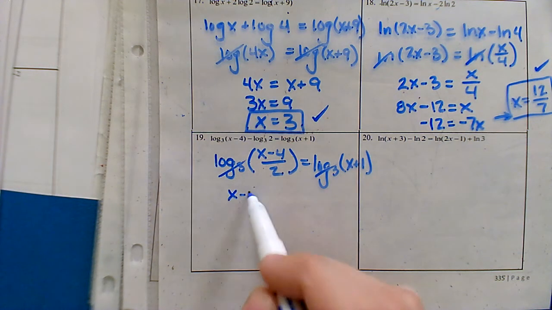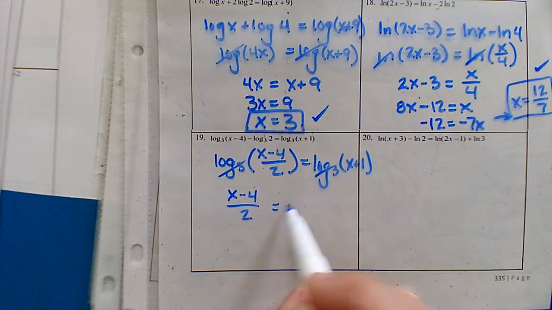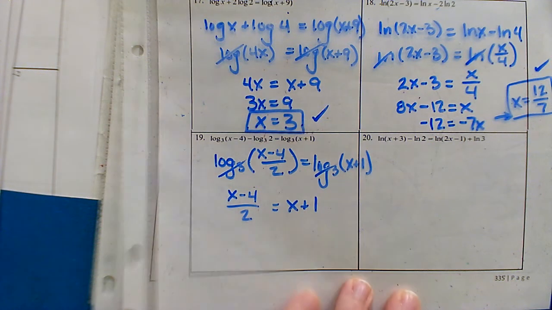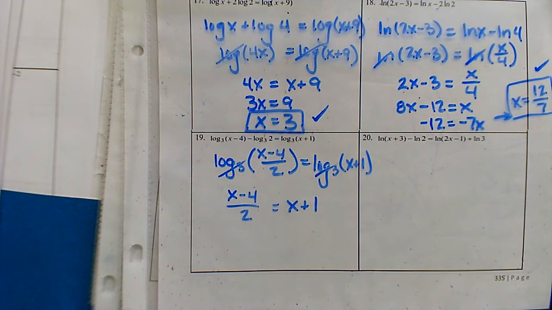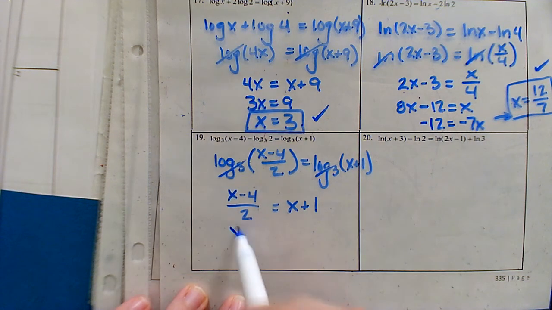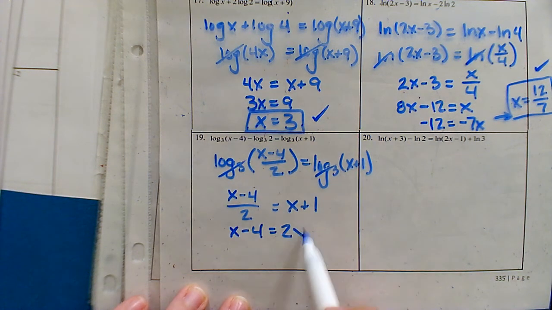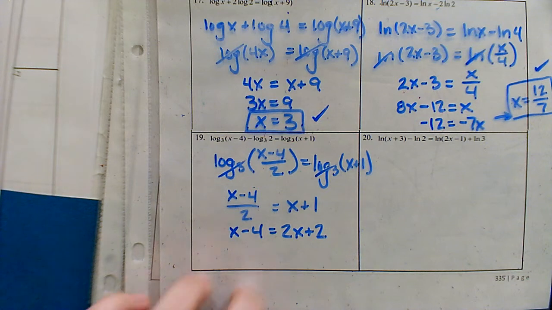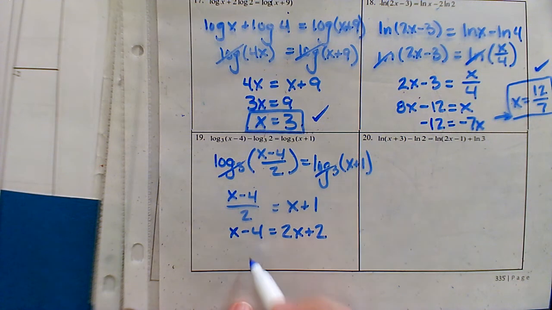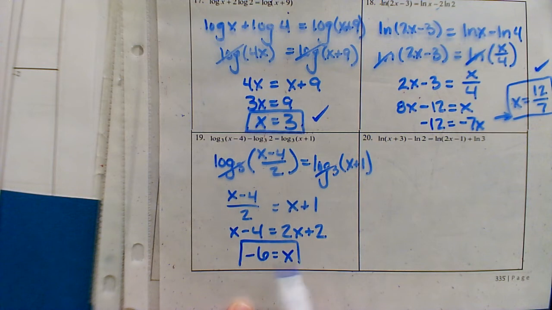Let's check out the arguments. Where do you want to go from there? Multiply the other side by 2. So that would be 2x plus 2. Let's see, a little rearranging. We can subtract the x over, subtract the 2 over. Looks like we get negative 6.